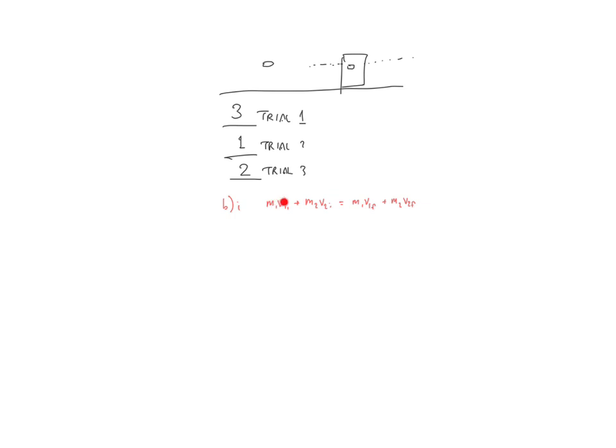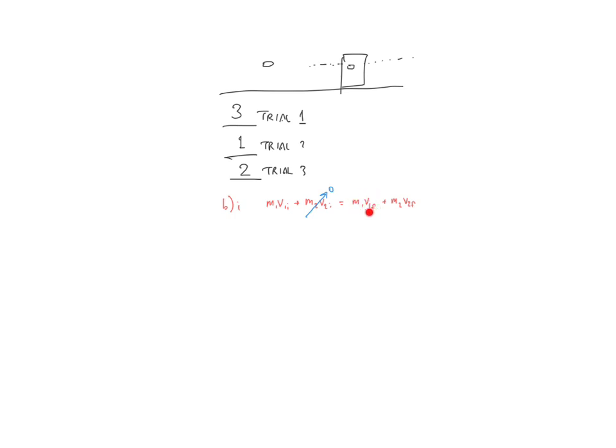This first term is the momentum of the bullet initially, and it is moving when it hits the block. This second term is the momentum of the block initially, which is stationary. So we can say that whole thing is 0 because it has no velocity.